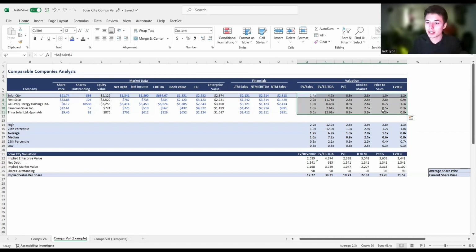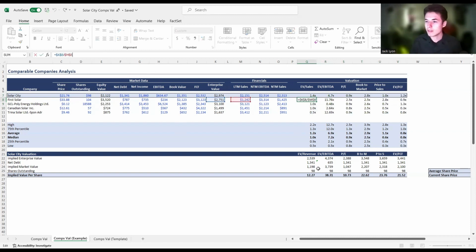So let's take a look at these multiples. How they're created is very simply EV over sales. You take their enterprise value, divide it by their last 12 months sales. EV over EBITDA, you do the exact same thing. Enterprise value divided by the company's EBITDA.